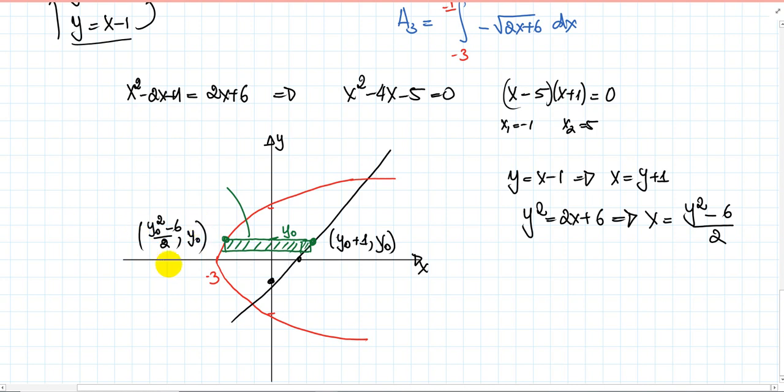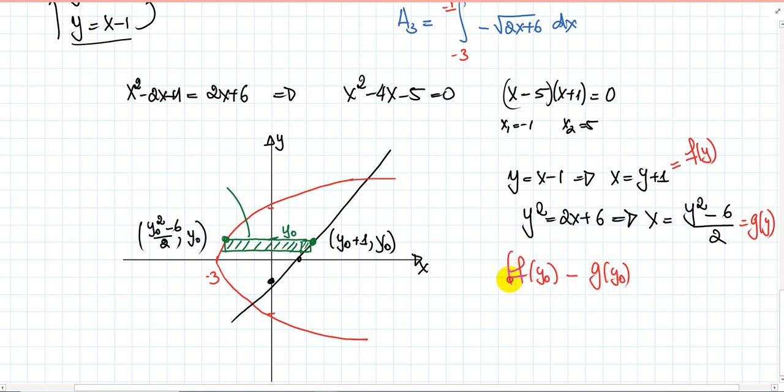Okay? Or you can say, this function x will be, let me call this f of y, and let me call this g of y. So if you give the y0 to one of the functions, it gives you the x coordinate, right? We need to find the x coordinate of these two points and subtract them in order to find the width of the rectangle. So the width of this rectangle is f of y0 minus g of y0, right?